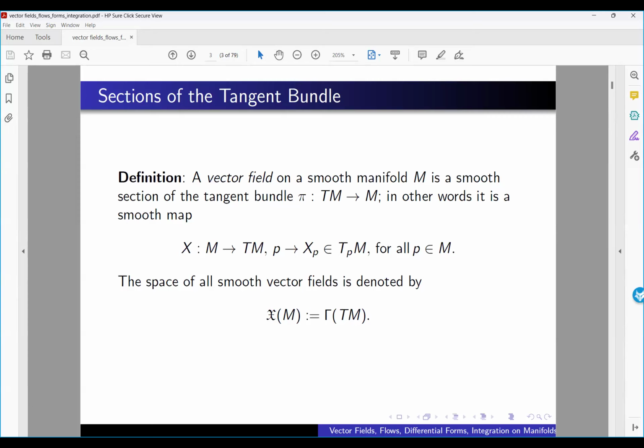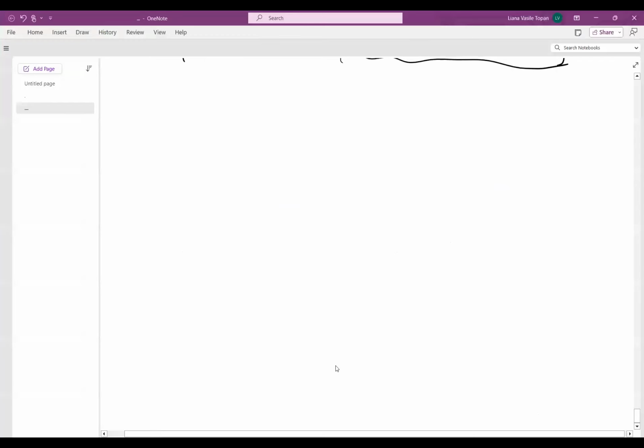denote by this chi of M the space of all smooth vector fields. This gamma of T of M means the set of sections. It comes from the general theory of the fiber bundle. I didn't go into the general case. We just talked about the tangent bundle.